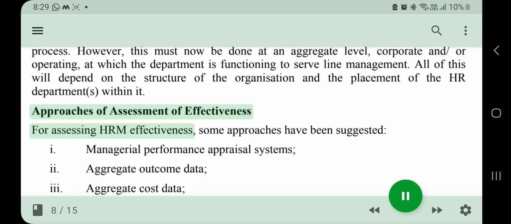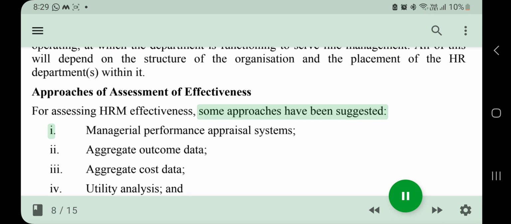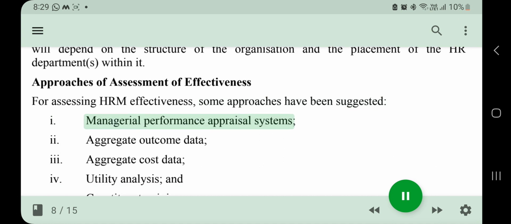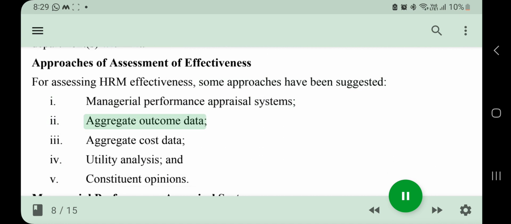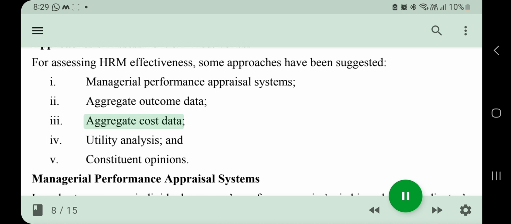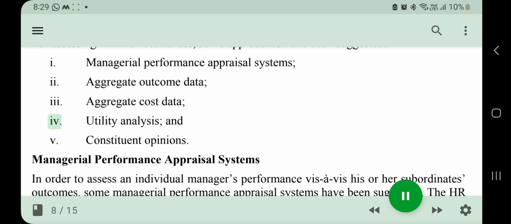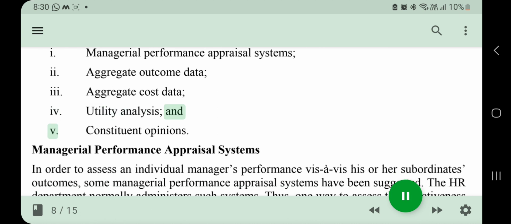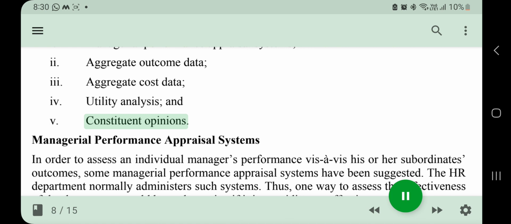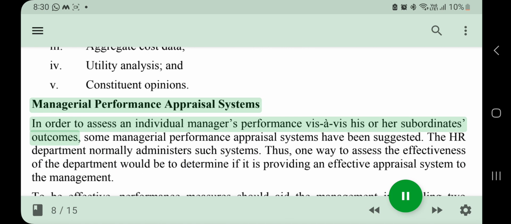Approaches to assessment of effectiveness. For assessing HRM effectiveness, some approaches have been suggested. One, managerial performance appraisal systems. Two, aggregate outcome data. Three, aggregate cost data. Four, utility analysis. And five, constituent opinions. Managerial performance appraisal systems.